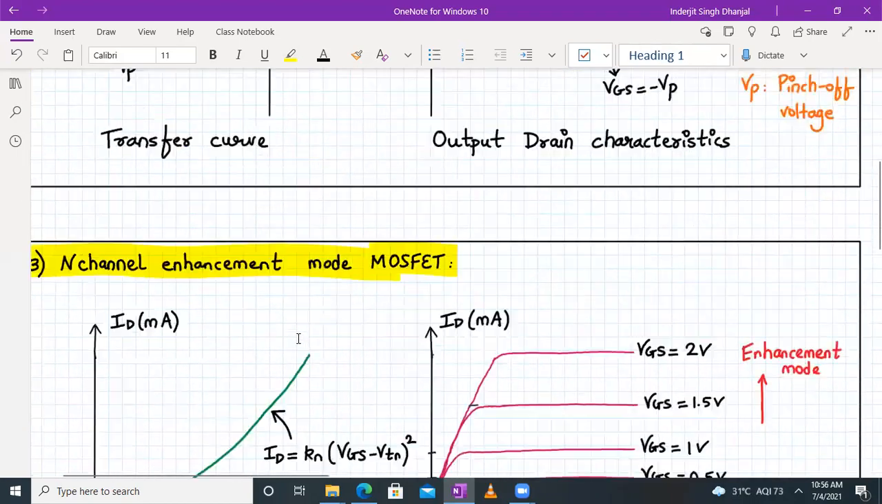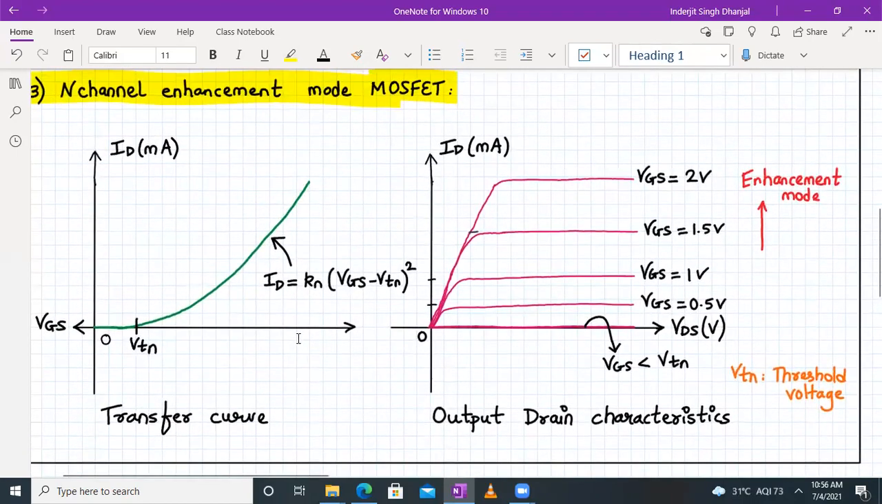Now we have the N-channel enhancement mode MOSFET over here. As we can see, the VGS values are all positive, so we are in the enhancement mode. As we apply more and more VGS, the current is getting enhanced, that's why the name enhancement mode. And for VGS lesser than the threshold voltage, the current is 0.